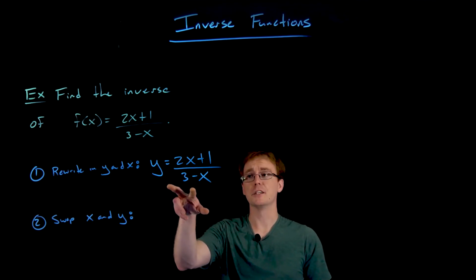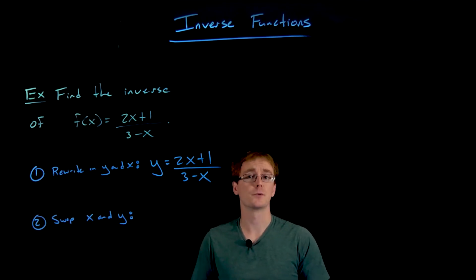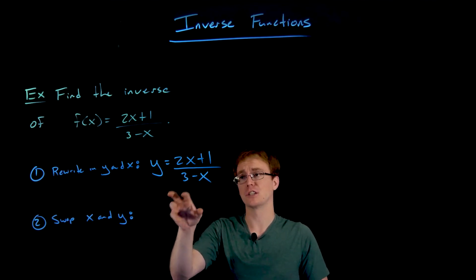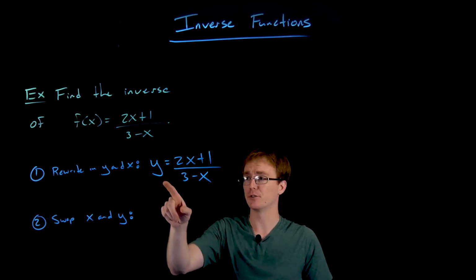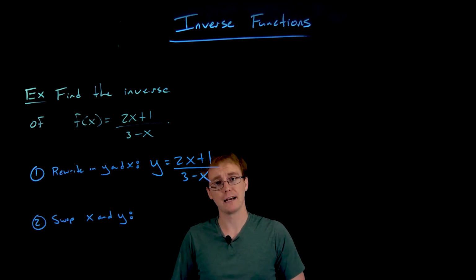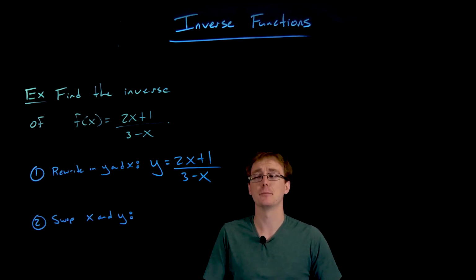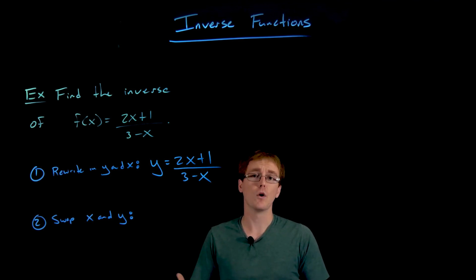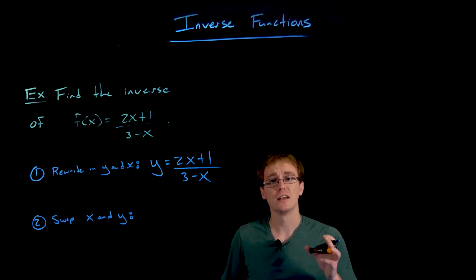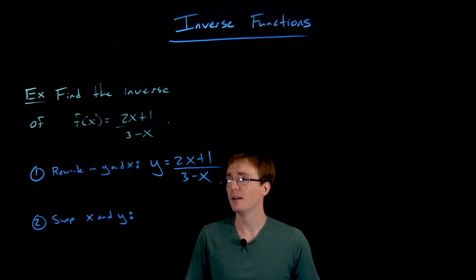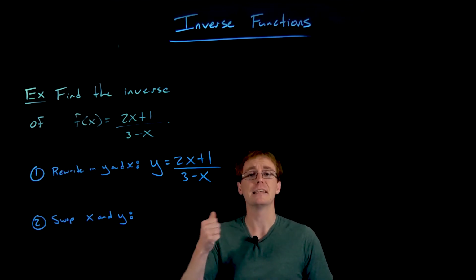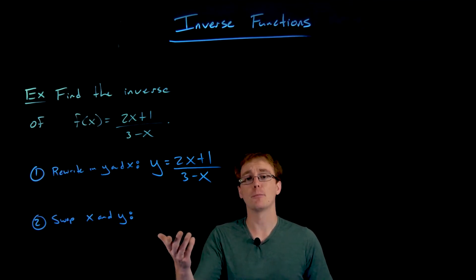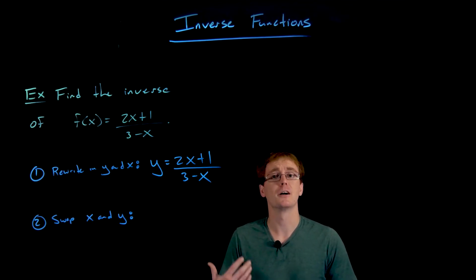What this equation y equals 2x plus 1 over 3 minus x is really telling us is the rule that is true for our function that connects the inputs, or the x values, to the outputs, or our y values. Our next step is translating this rule into the rule for our inverse function. We have to remember that for a function and its inverse, the inputs and the outputs switch roles. Every output becomes an input. Every input becomes an output.